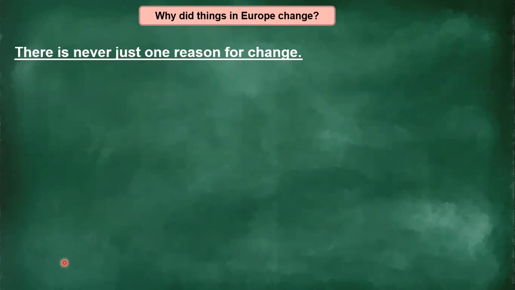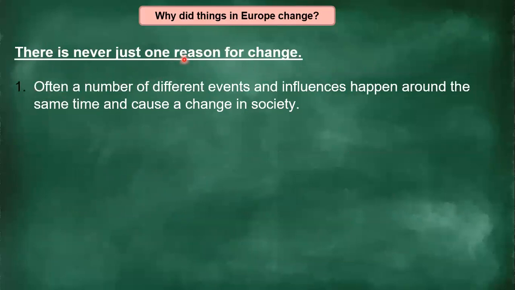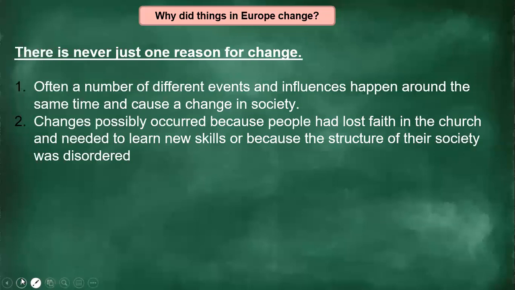Another reason for the change in Europe from the Middle Ages to the Renaissance was that there was never one reason for change. There are many, okay? Often, a number of different events and influences happened around the same time and caused change in the society. So a lot of things happened in Europe at that time that led to the change of things, okay, in Italy, since the change of things started in Italy, okay?